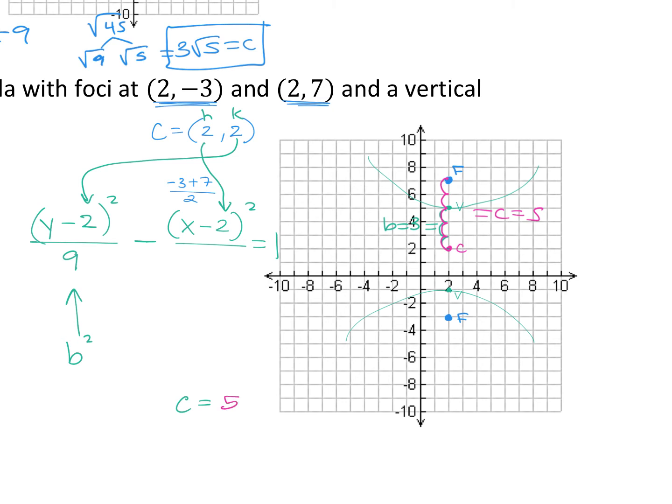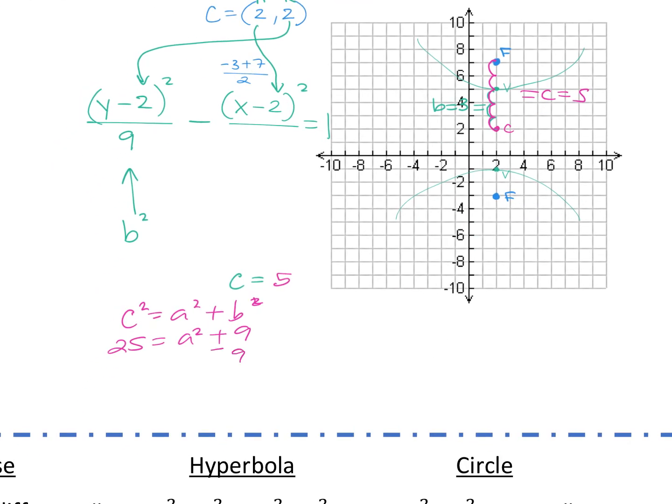So we can set this up. C squared equals a squared plus b squared, right? We're adding with a hyperbola. So c squared is 25. A squared we don't know, plus b squared, which is 9. So we're going to just take away that 9, and 16 is our a squared value. That goes up here, and you're done. Lots going on, huh?